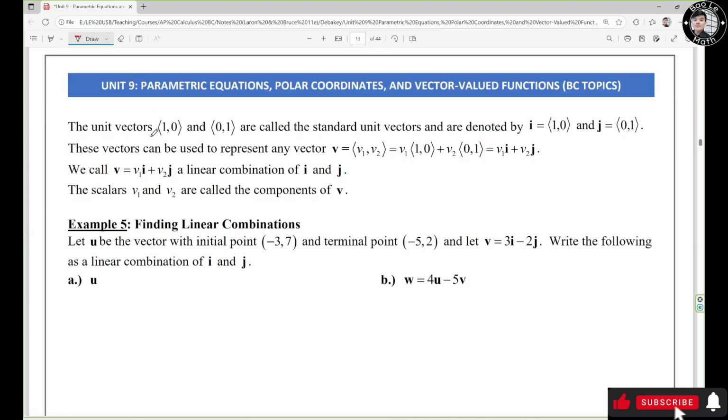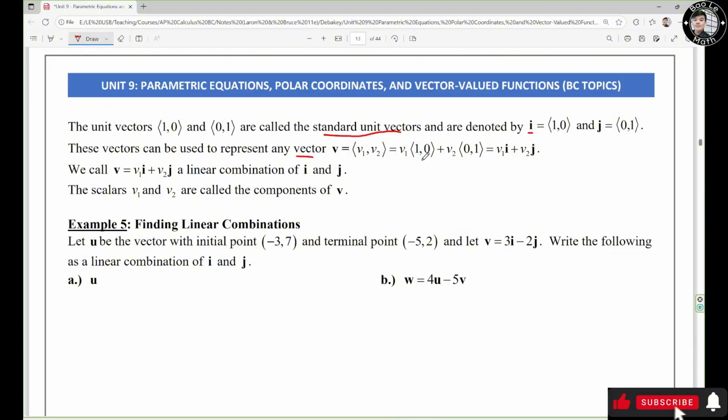Now, the unit vectors 1, 0 and 0, 1 are called the standard unit vectors and are denoted by i, 1, 0 and j, 0, 1. These vectors can be used to represent any vector v equals v1, v2, right?